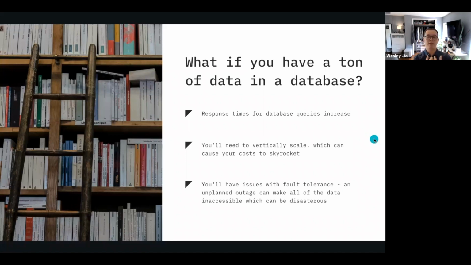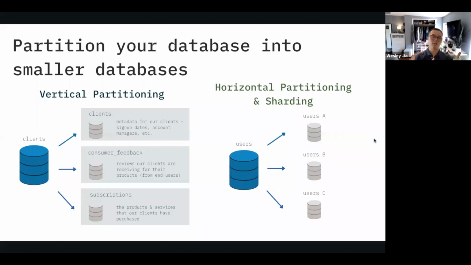So the last topic that we're generally going to go over today is partitioning. To solve this problem, you would want to consider partitioning your databases into smaller pieces. The first technique that we're going to talk about is vertical partitioning, in which you take a large database and split it up into different, smaller databases grouped by a specific business topic.